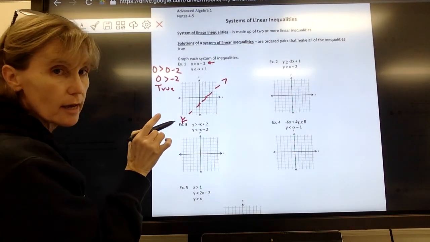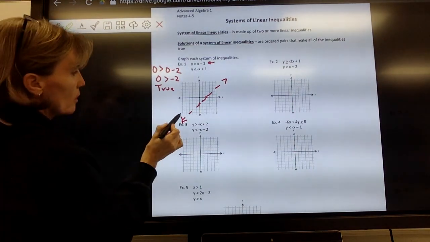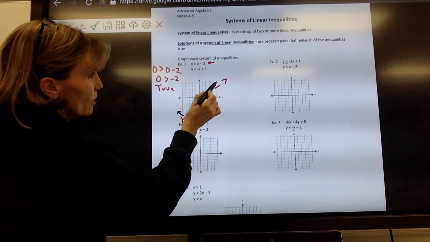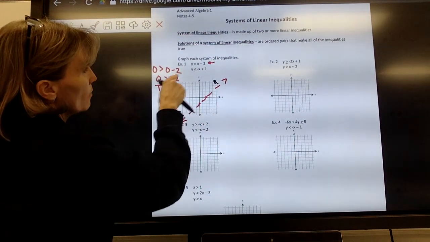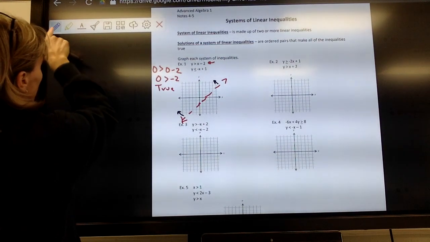Now, I'm not going to shade yet. But what I'm going to do is put a couple little marks here. I'm going to say I'm going to shade on that side. I'm going to shade above that broken line. Okay, now I'm going to go graph the second line here.